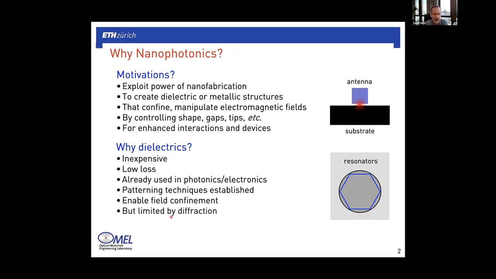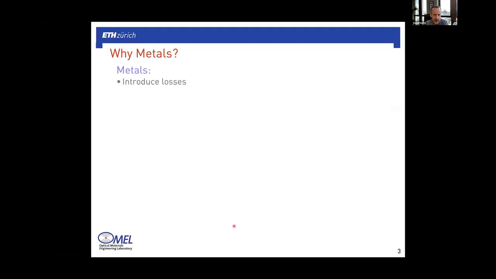Now, the downside of dielectrics, of course, is that the confinement that we can obtain, so the size of the field that we can get in the end, is limited by diffraction. And the other material that we're going to look at is metals. Metals kind of have the opposite problem. They are not lossless, so they introduce losses, in some cases significant losses, but they allow much stronger confinement of the electromagnetic fields, in particular because they're not limited by diffraction.